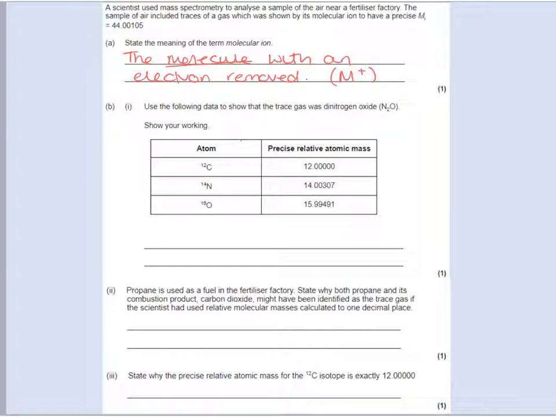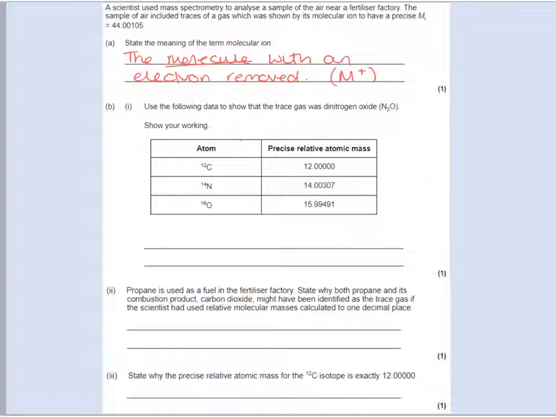Okay, so part B, use the following data to show that the trace gas was dinitrogen oxide, N2O, and show your working. So you are given the precise relative atomic masses of carbon, nitrogen and oxygen, and the key word here is show your working. So for this one, they've already given you the answer. They've told you it's N2O. You just need to show and prove that it is N2O.